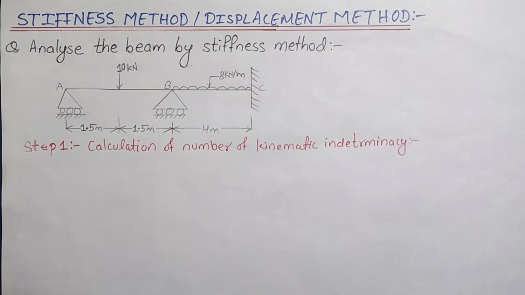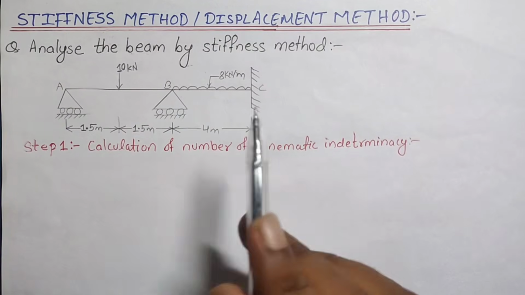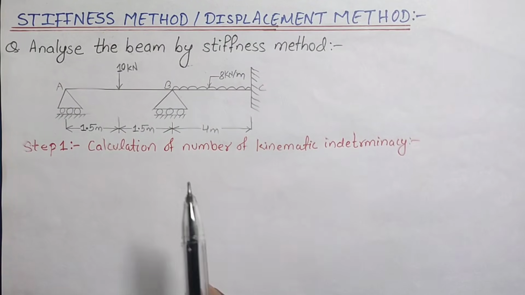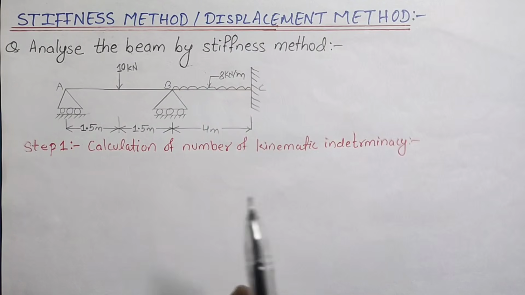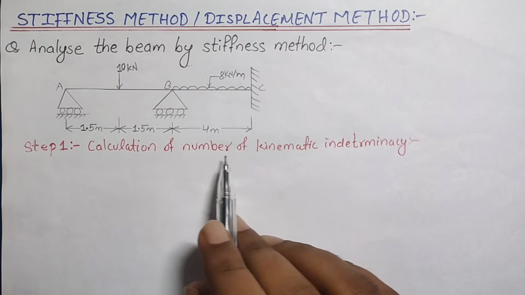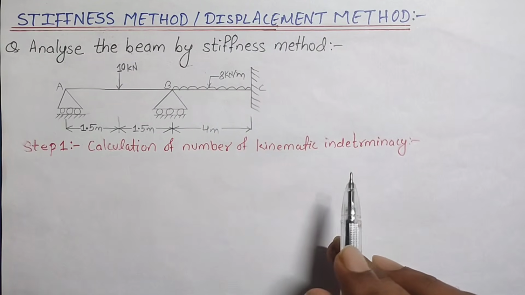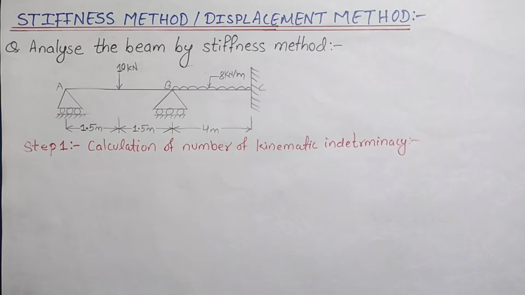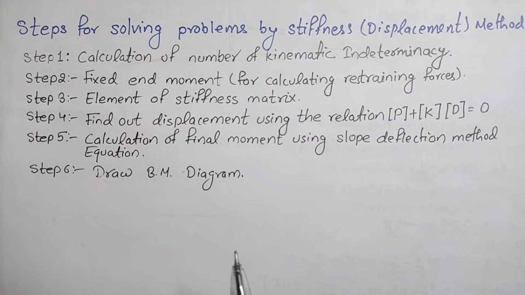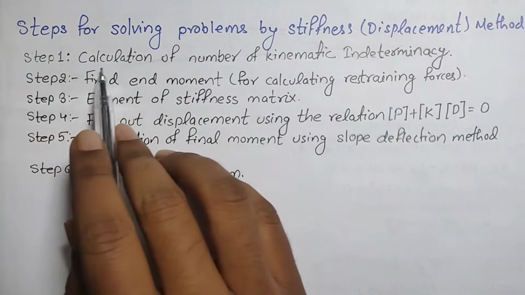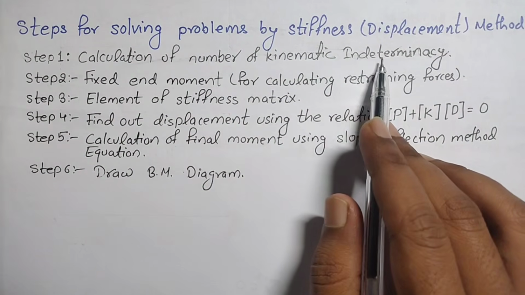As you can see, we have a numerical which I will be solving using the stiffness method or displacement method. Step 1 is the calculation of the number of kinematic indeterminacies. Here I will provide you with the steps which I will be using in this numerical. So first let's have a look at the steps which I will be including. Here are the steps, and step 1 is the calculation of the number of kinematic indeterminacies.